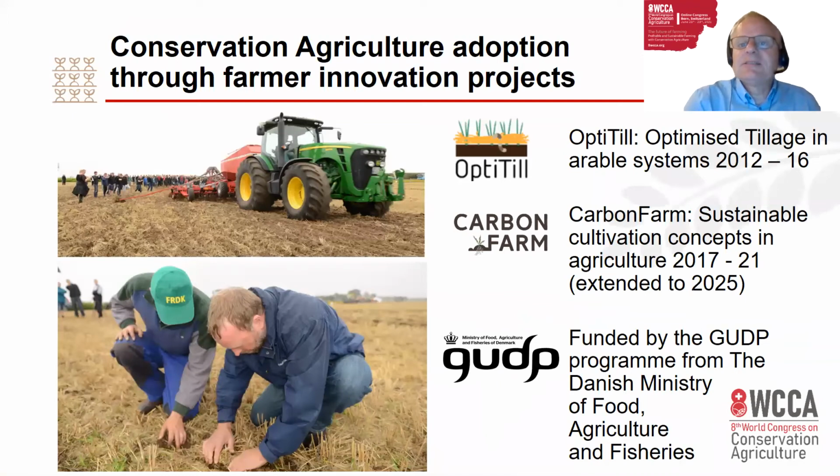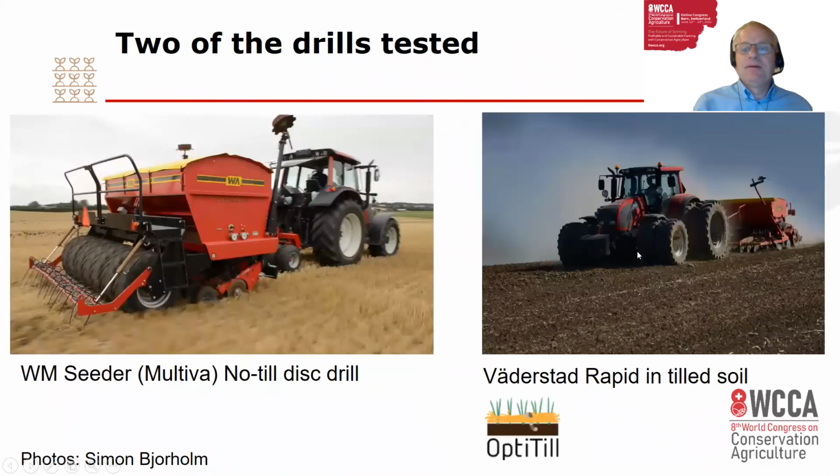So, during the last 10 years, we've been involved in two projects, both having the aim of demonstrating and trialing conservation agriculture, whether that being suitable for application in Denmark, in Northern Europe. Our first project, the Optitil project, started in 2012. That was mainly a demonstration project where we invited all suppliers of seed drills to drill in plots, both with direct drilling, but also in soils that had previously been tilled.